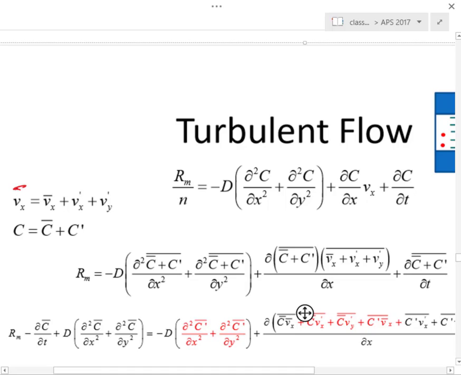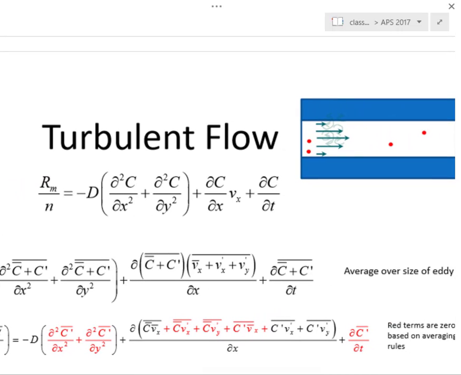So the velocity of the flow has an average velocity and then a deviation from average from this vortex. The concentration also has an average value and some variation from average from this vortex. Okay, so here's a case where we just have one-dimensional flow.